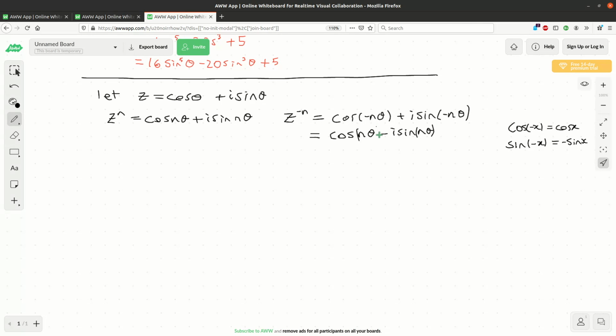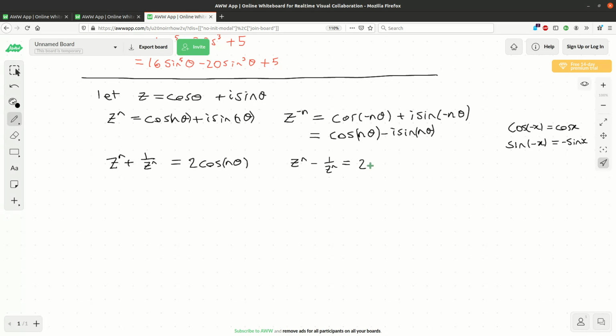Okay, so what? Well, this is what. z to the n plus 1 over z to the n is therefore, because that second part of the expression is z to the minus n, if we added those together, the i sine n thetas would cancel, giving me 2 cos n theta. And likewise, z to the n minus 1 over z to the n, well, this time the coses will cancel, and we'll have 2i sine n theta.